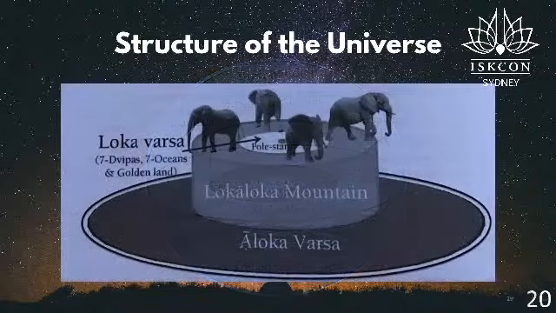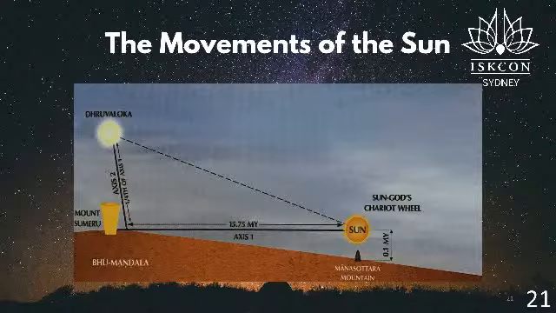Slide 20. On top of Pushkara Dvipa, you also have the different elephants, actually on top of the Lokaloka mountain, guarding. Supreme Personality of Godhead, Krishna, is also there. And he is also protecting the inhabitants of the entire Bhumandala. So there are descriptions given. If you read the 5th canto, you will see the details there. Slide 21 brings us to the interesting topic, movement of sun.